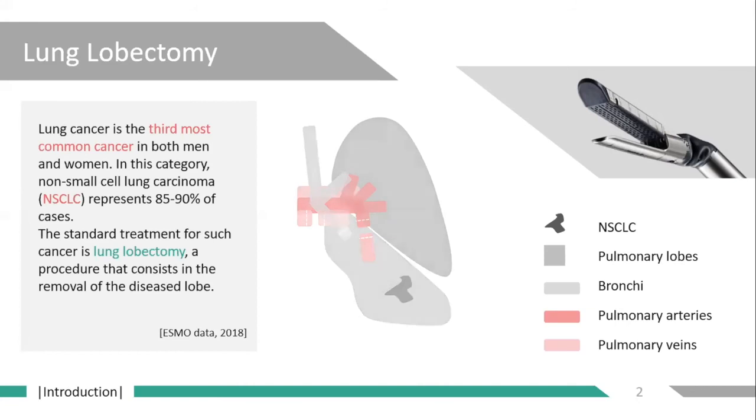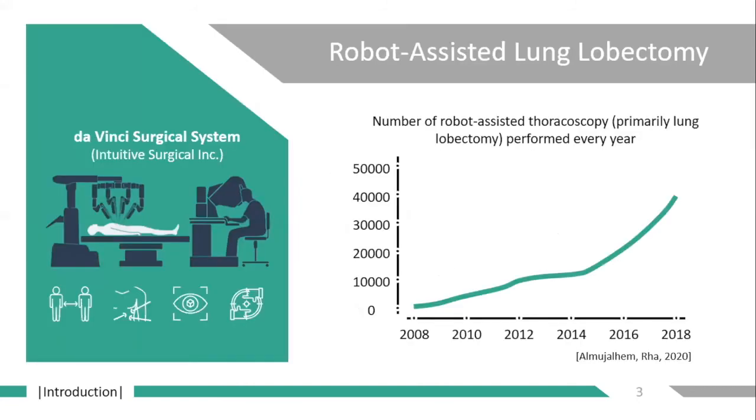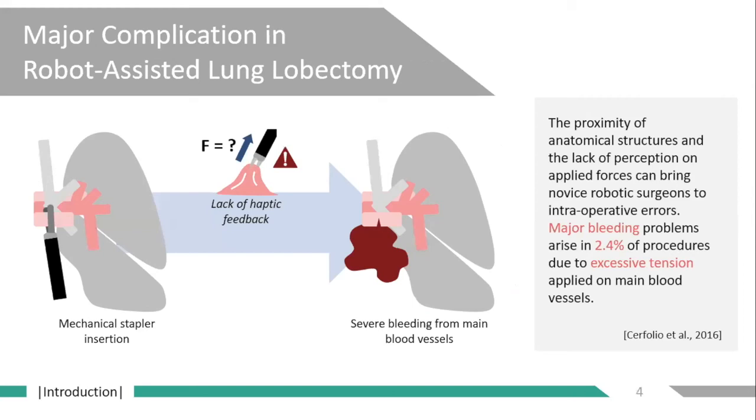And just to give you a picture of how these numbers are increasing, da Vinci is being used even more over these years, thanks to the multiple advantages that it brings to the operating room. But one thing still strikes surgeons, which is the absence of haptic feedback. And in particular, in procedures like this, it can translate into excessive forces applied on tissues.